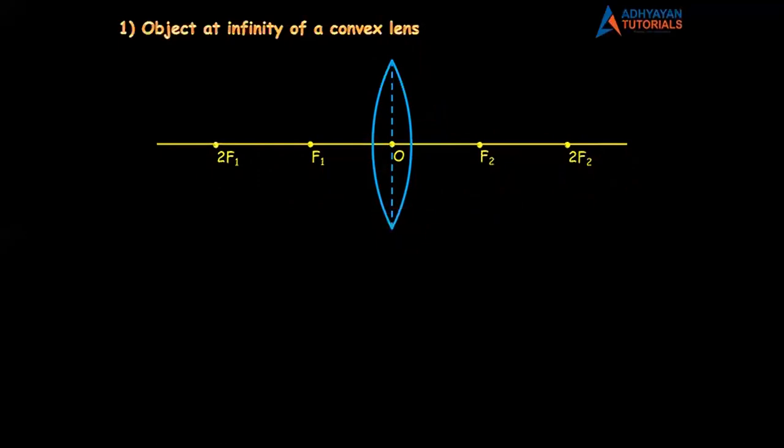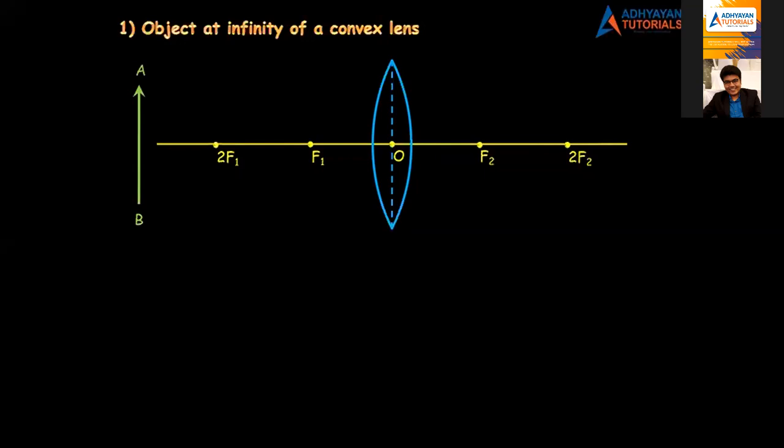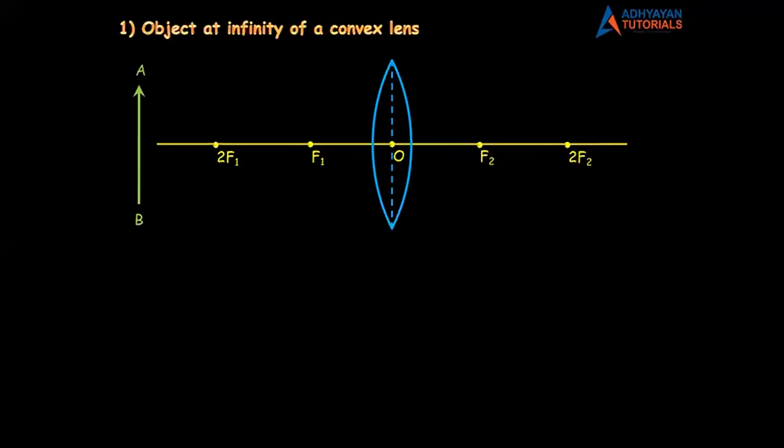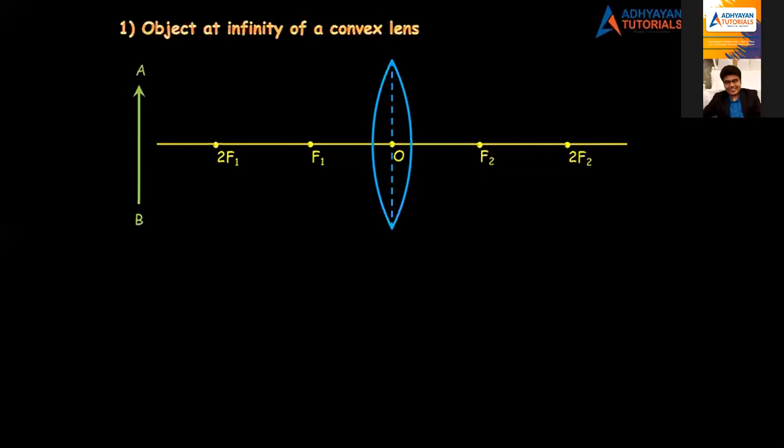Now look, children. Object at infinity. Here we have to learn something new, so I want you all to pay double attention. Remember children, whenever the object is at infinity, whenever the object is very, very far away, we will not draw the object on the principal axis. Instead, we draw the object beyond the principal axis like this. I repeat, whenever the object is at infinity, we do not draw the object on the principal axis. We draw the object beyond the principal axis the way I have drawn right now.